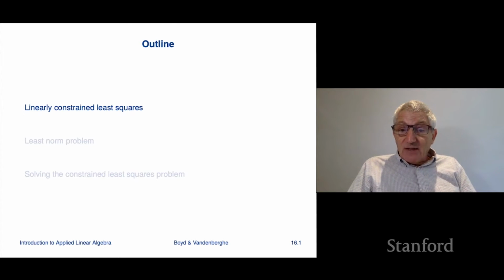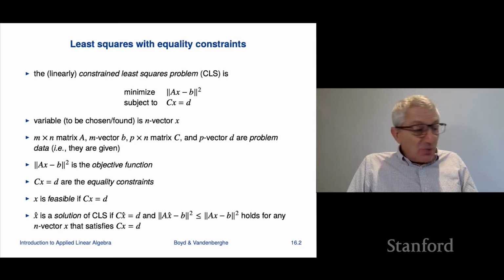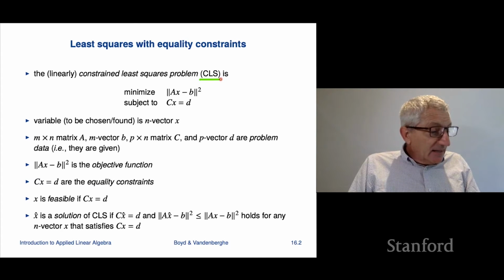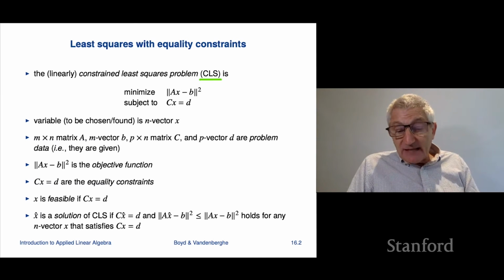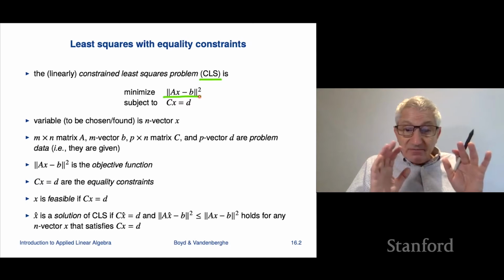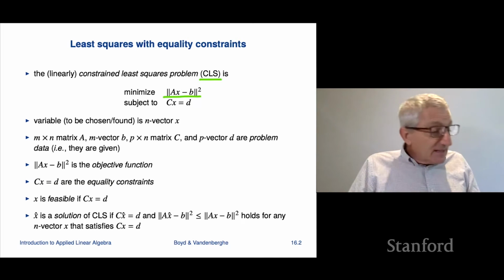Okay, so we'll start with defining what the problem is, and we'll talk a little bit about the nomenclature. Here is the linearly constrained least squares problem. We're going to call that CLS, for constrained least squares. It's an optimization problem, described this way: minimize the norm of Ax minus b squared. By the way, that alone by itself is simply the least squares problem. But then we have this, subject to Cx equals d.